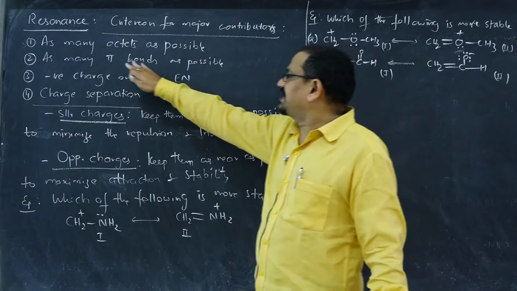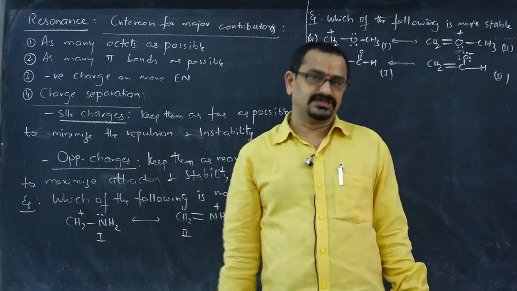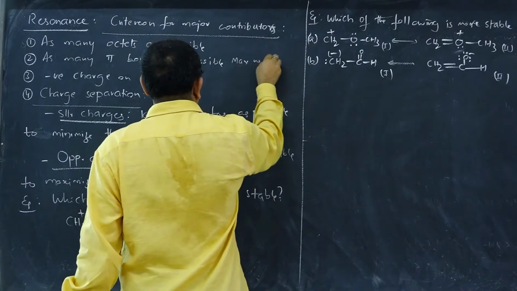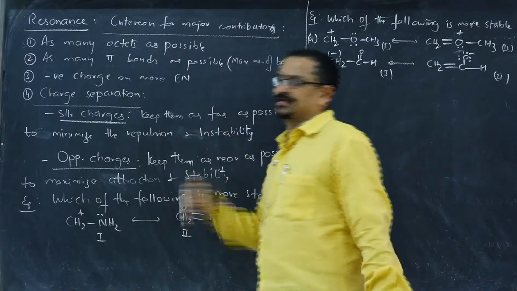Okay. The next point you have to see is as many pi bonds as possible. More number of covalent bonds. Maximum number of bonds should be there in the molecule. That is the second preference.